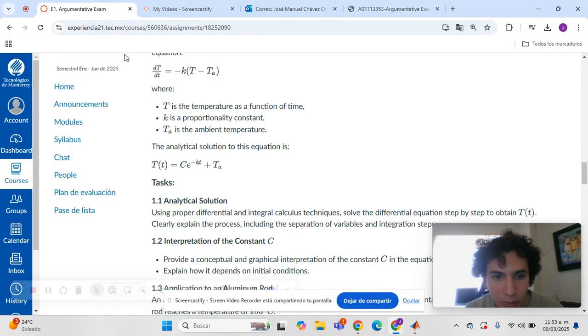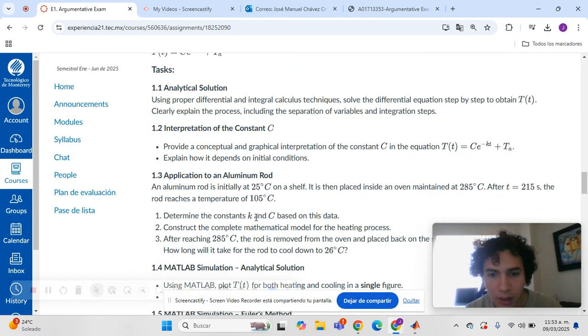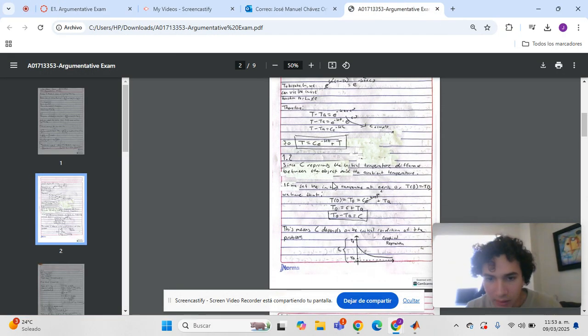So 1.2 is asking us to prove how c is a constant in this formula, and explain how it depends on the initial conditions. Since c represents the initial temperature difference between the object and the ambient temperature, in this specific case we're going to set the initial temperature to be that at time t equals 0, the ambient temperature.